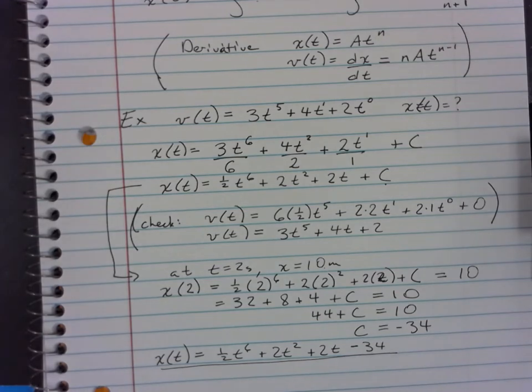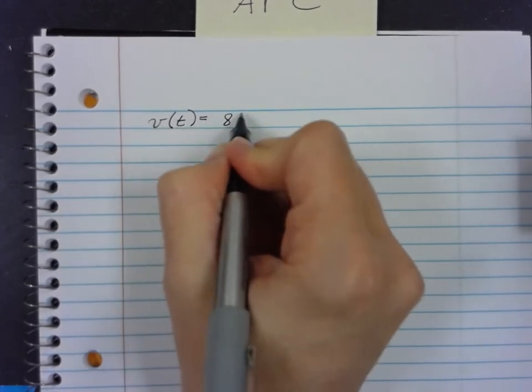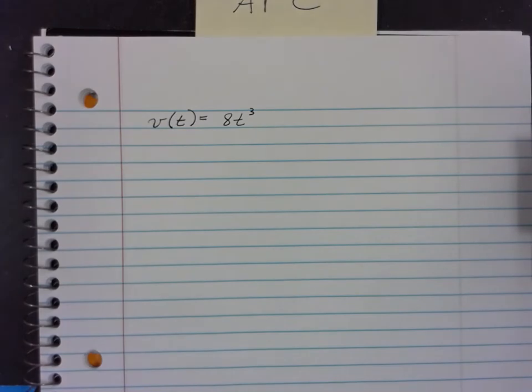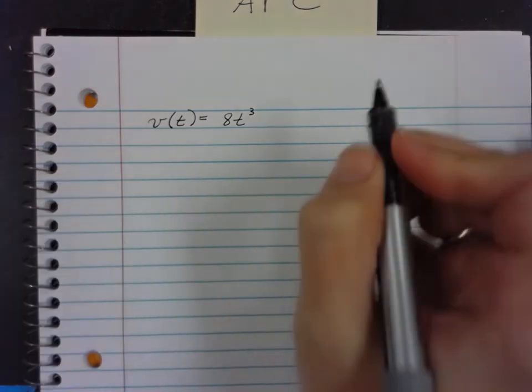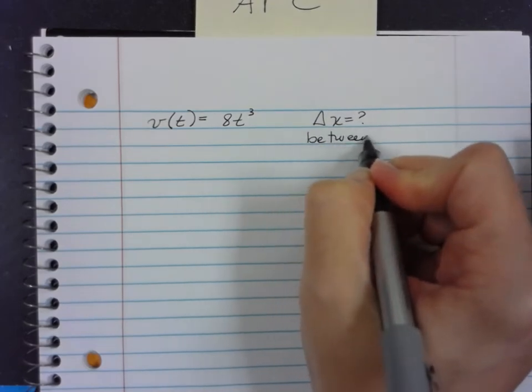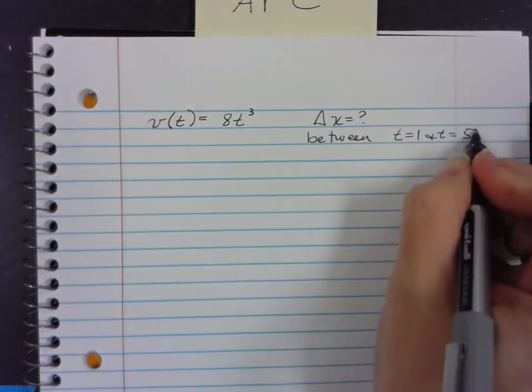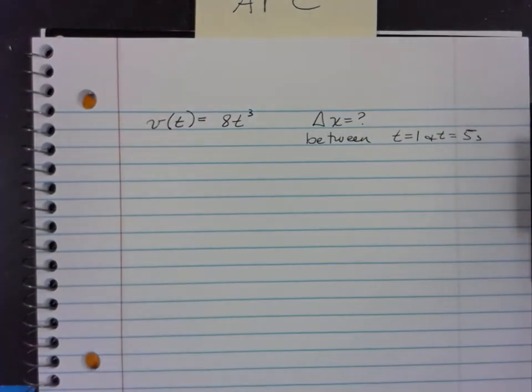So, one more problem type to do as an example. Let's start with a different function. So I'm going to give you that the velocity of an object with respect to time is given by 8t cubed. And I would like to find the displacement between t equals 1 and t equals 5 seconds. So this is going to be a slightly different integral.